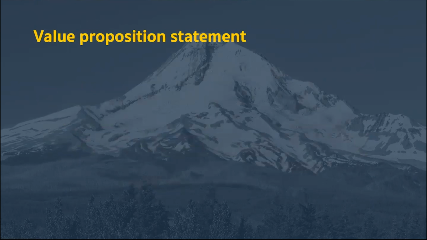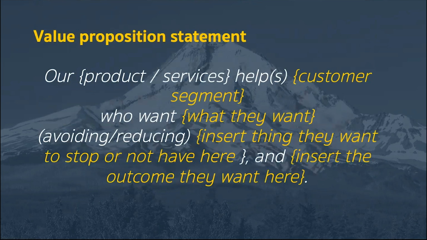One simple tool, however, is an ad lib form of a value proposition statement. This statement goes something like this. Our blank, where you would describe your product or service, helps, and then insert your customer segment, who want to, and then discuss what it is your customers are looking for, avoid/reduce, and then explain exactly what they want to not have happen here, and then insert the outcome that they're looking for. By using this value proposition ad lib statement, you can create a value proposition as a starting point. Keep refining it until it sounds solid and is short. Another way to think about this is sort of a short elevator pitch for your business.